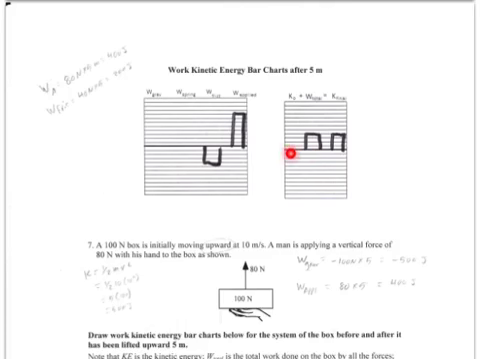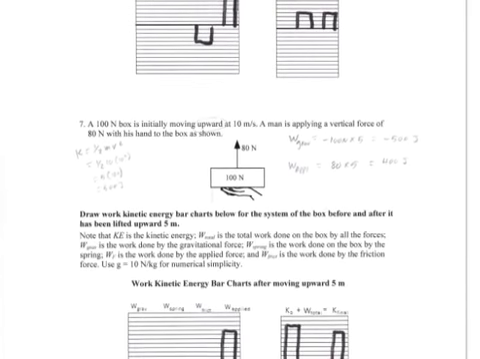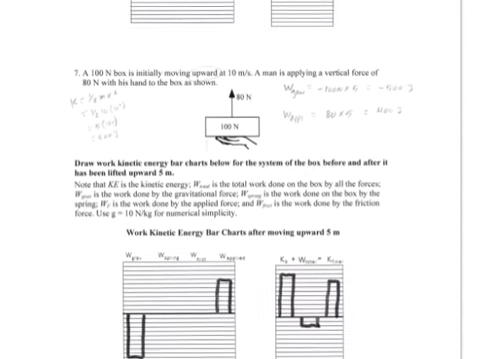Now, it didn't have any kinetic energy to start with. It was starting from rest, so the total kinetic energy is equal to the net work done on the system, 200. But that's not going to be the case for all of these. Let's see what else we've got here. These are classic problems. So let's see what we have here.